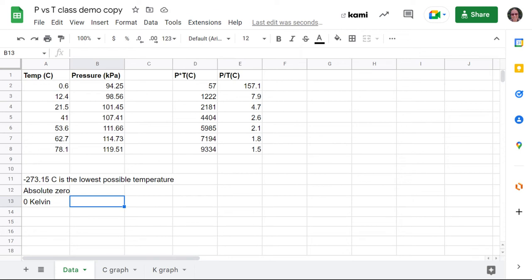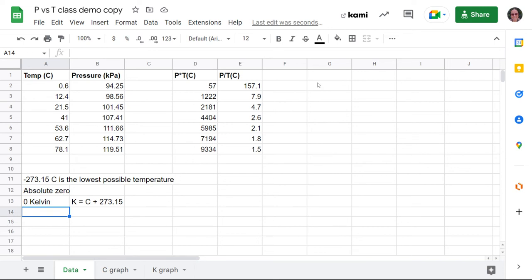And this new temperature scale, if we want to convert Celsius to Kelvin, Kelvin is simply equal to the temperature in Celsius plus 273.15 degrees. So we can see that because if we had -273.15 and we add 273.15 to it, we get 0. So that is the lowest possible temperature.